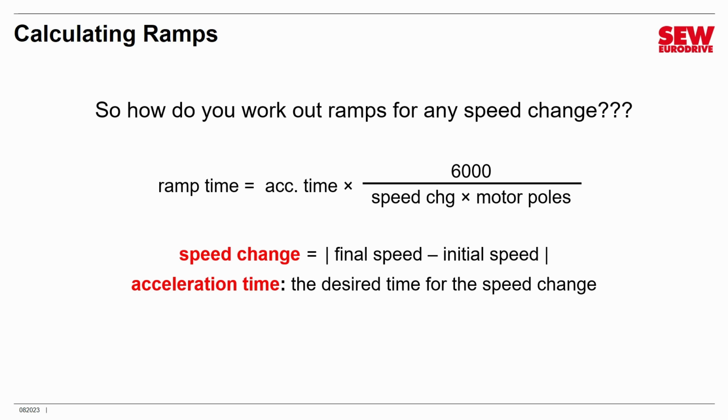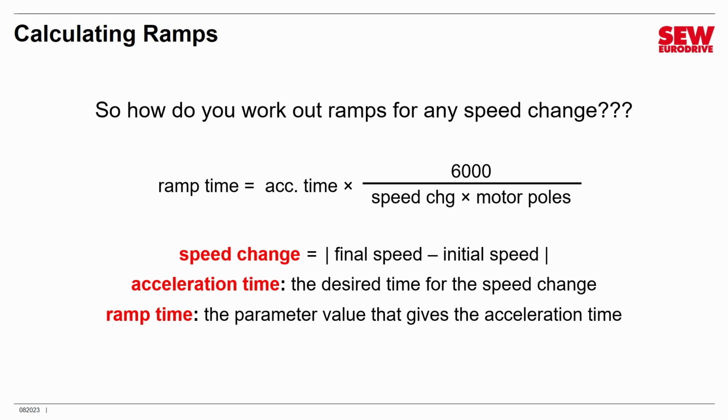In other words, how long it's going to take the motor to accelerate or decelerate through that speed change. And then finally, the outcome of all this is going to be the ramp time. That is the parameter value that gives the acceleration time you're requesting for that particular speed change. In other words, ramp time is what you're going to stick in a parameter, and that parameter will make the MOVITRAC LTE-B+ accelerate through that speed change in the time you've requested. That was a bit of a mouthful.